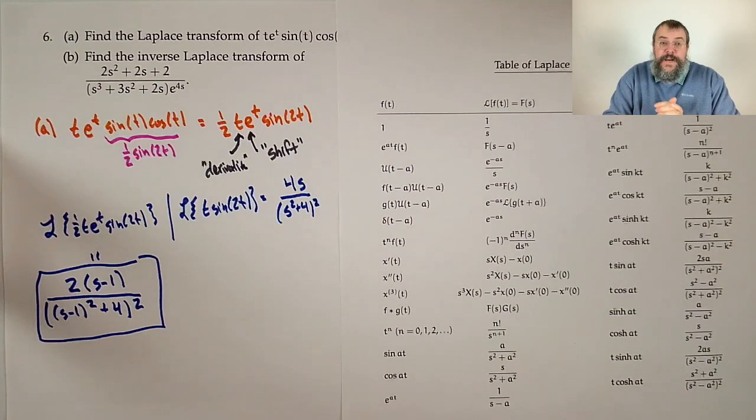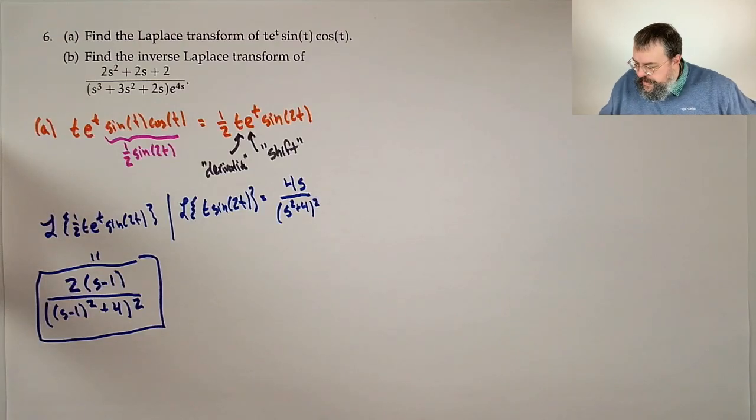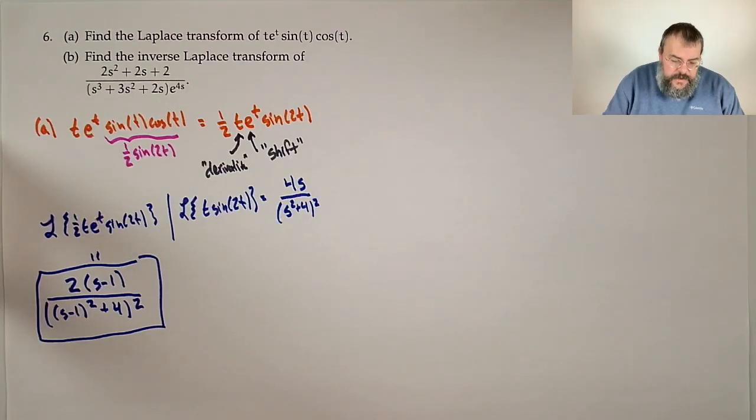All right, part B. Find the inverse Laplace transform of (2s squared plus 2s plus 2) over (s cubed plus 3s squared plus 2s), times e to the 4s. Now, this has been written in a way to sort of throw us off. Well, we're not going to let them do that to us.